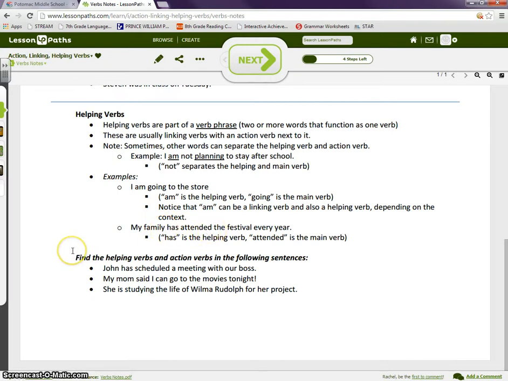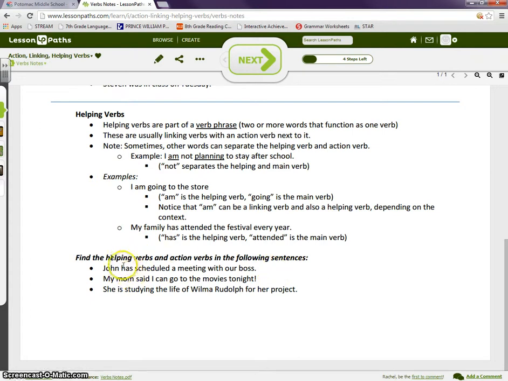If you don't get it, it's fine. A lot of our practice will solidify it, and our classwork will solidify it as well. So find the helping verbs and action verbs in the following sentences. You may want to pause this and try to figure it out after I read each one, before I give you the answer. So let's look. John has scheduled a meeting with our boss. Find the helping verb and the action verb.